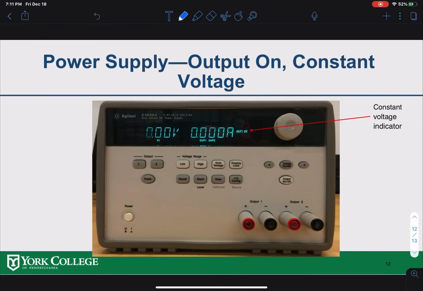So, constant current, constant voltage. You can see that this right now is showing CV, that means it's operating in constant voltage. When this sign changes to CC, that means it is operating in constant current mode. So there are two different settings for constant current and constant voltage.